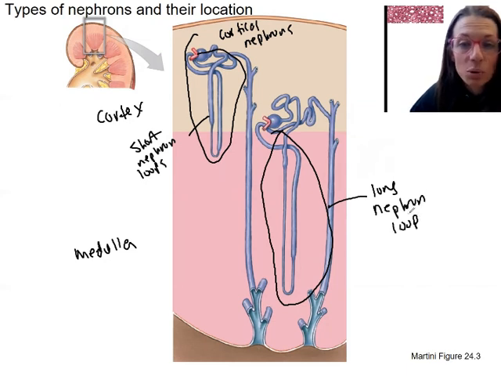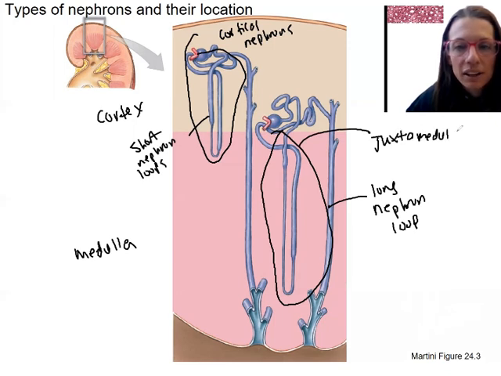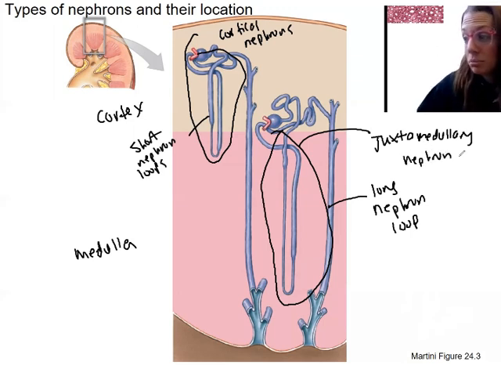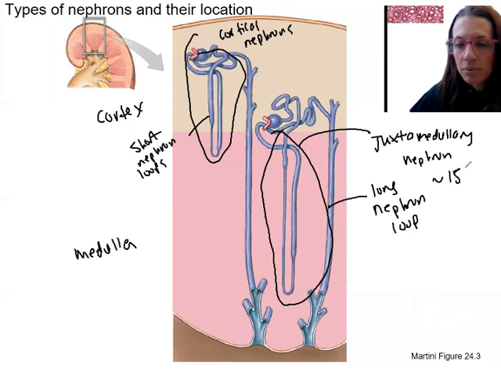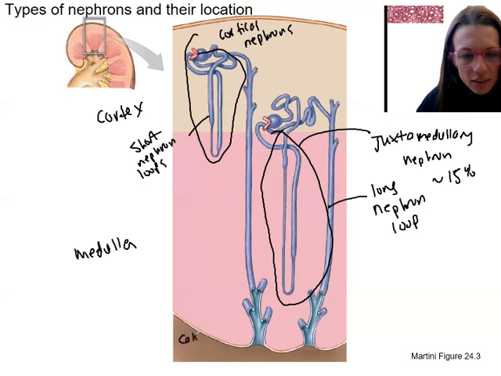This is going to be important for creating an osmotic gradient. So when we look at this nephron loop, we'll see the importance of this. This is called a juxtamedullary nephron. This is actually only about 15%, but they're responsible for creating an osmotic gradient in the medulla that's going to be important for blood volume and electrolyte regulation. Down here, this is a calyx.